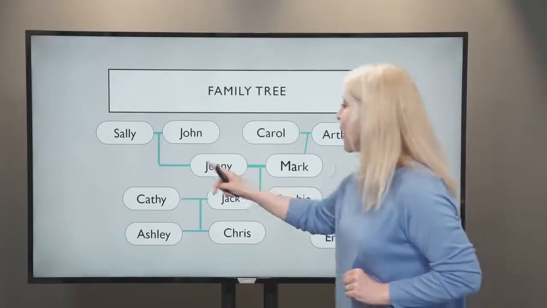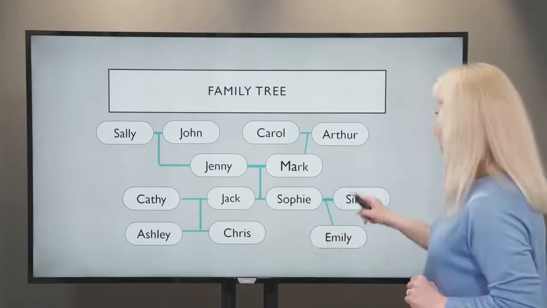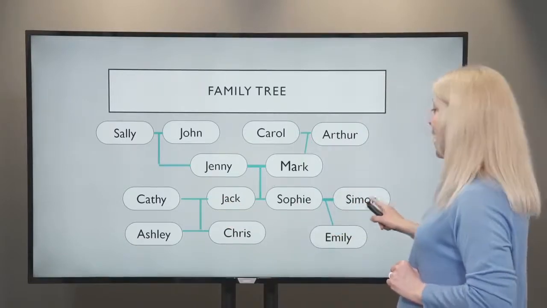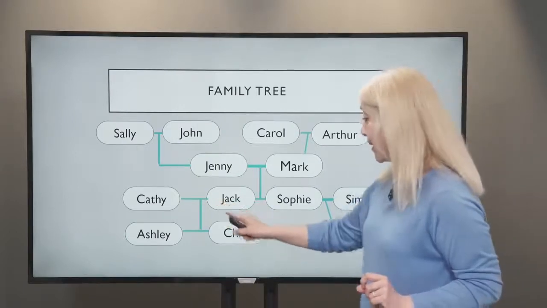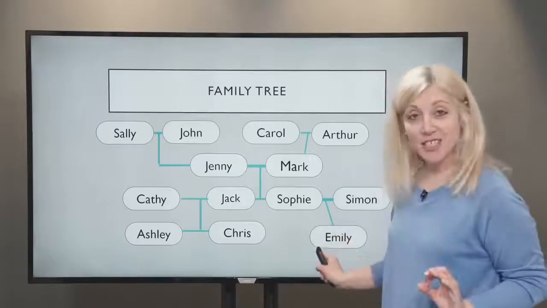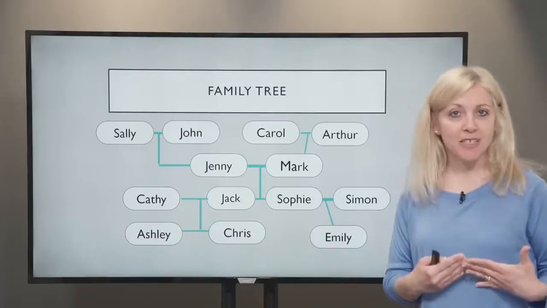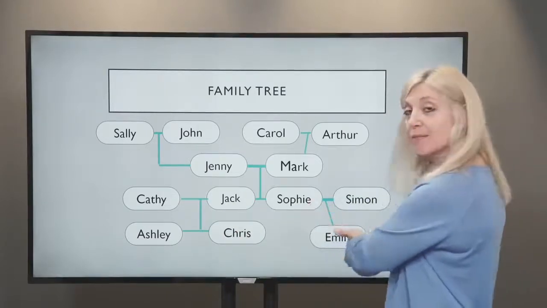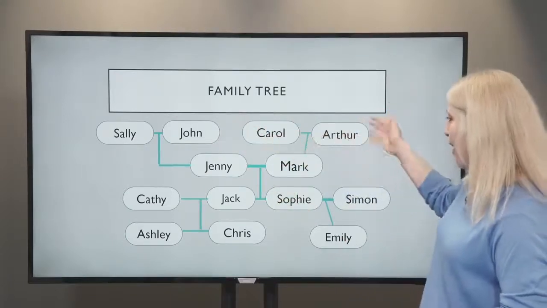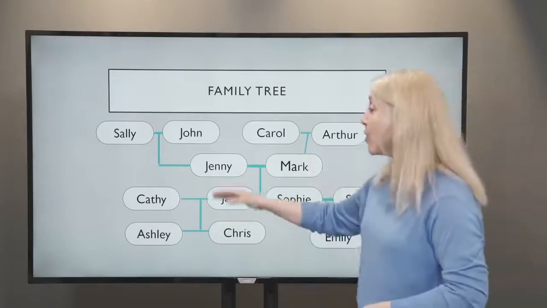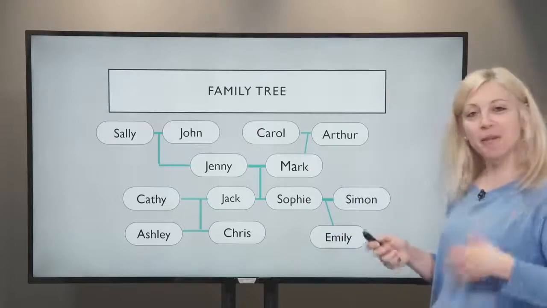Then the children are a little bit older and they get married themselves. So Jack is married to Kathy and they have two children, Ashley and Chris. And then Sophie is married to Simon and they have an only child called Emily. Emily's cousins are Ashley and Chris. So Ashley and Chris are siblings, brother and sister, and their cousin is Emily. That's how it works. And if we go back to Sally and John or Carol and Arthur, here we are talking about great-grandparents. That's how it works.